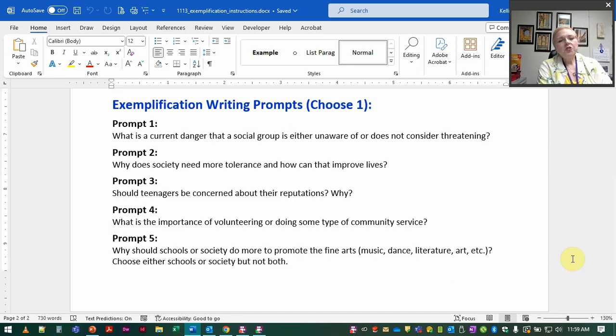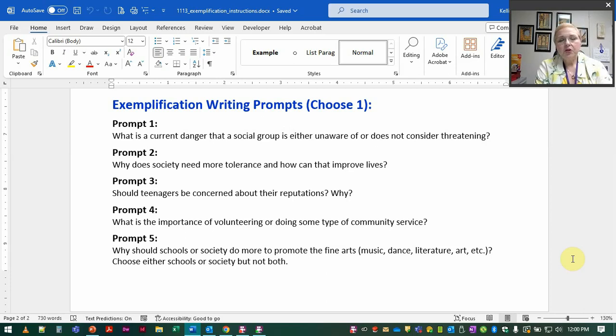And the last prompt is, why should schools or society do more to promote the fine arts? So fine arts here would be music, dance, literature, painting, that kind of stuff, sculpture, etc. So I didn't cover everything there, but you can see kind of what we're looking at, right? And then again, remember, you should either choose school or you should choose society, but you're not going to do both, right?